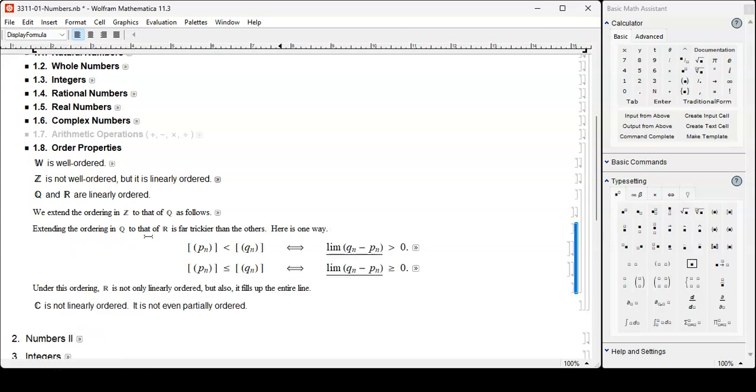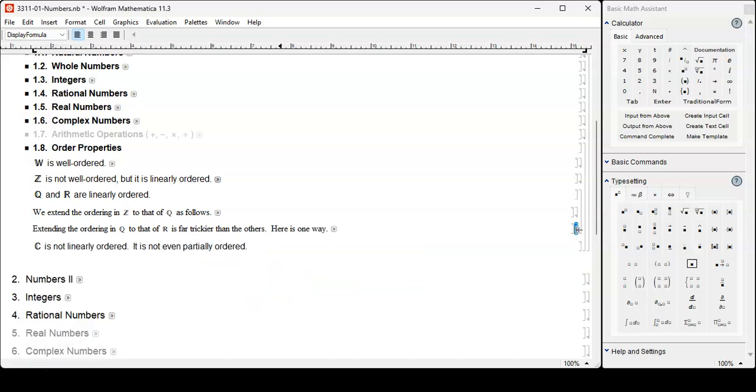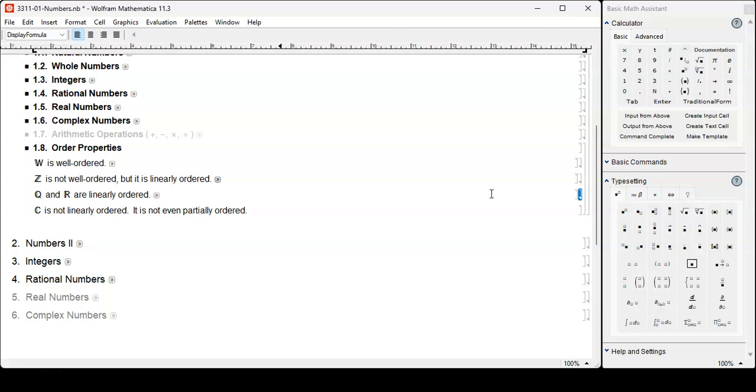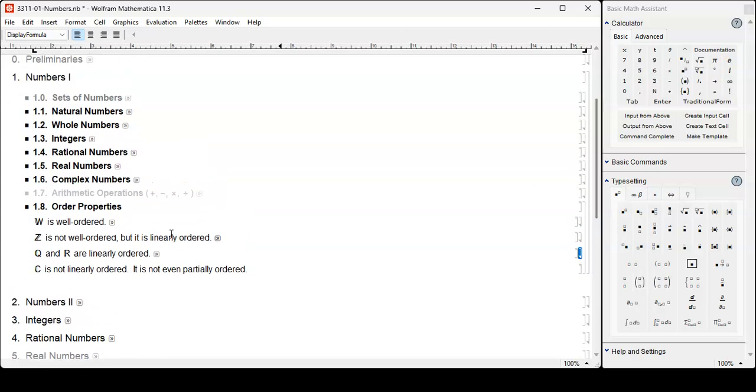And then for the order relation in R, we take the limit minus limit, use a limit rule, and the limit of the difference is greater than 0 versus greater than or equal to 0. So the limit rule applies. And C is not linearly ordered, not even partially ordered, so I don't have to worry about the order properties there.